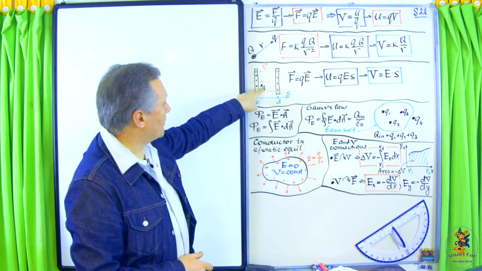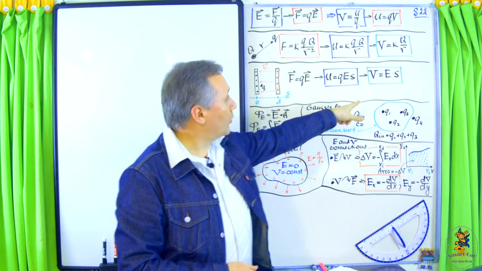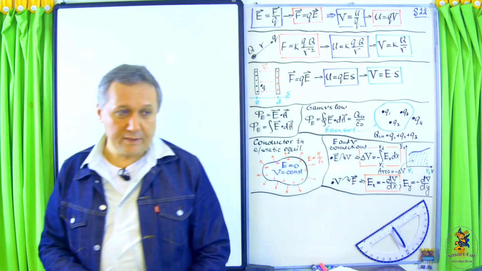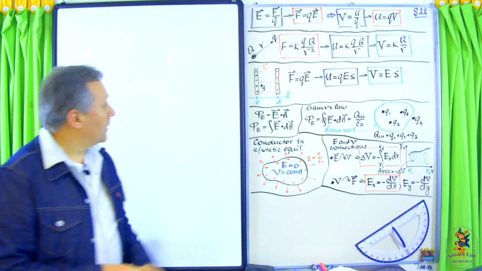And then we also introduced the expression for the electric potential inside of a parallel plate capacitor. In that case, that is the probe charge. That's the expression for the potential energy divided by the value of the probe charge. And we get the expression for the potential inside of a capacitor, E times S.